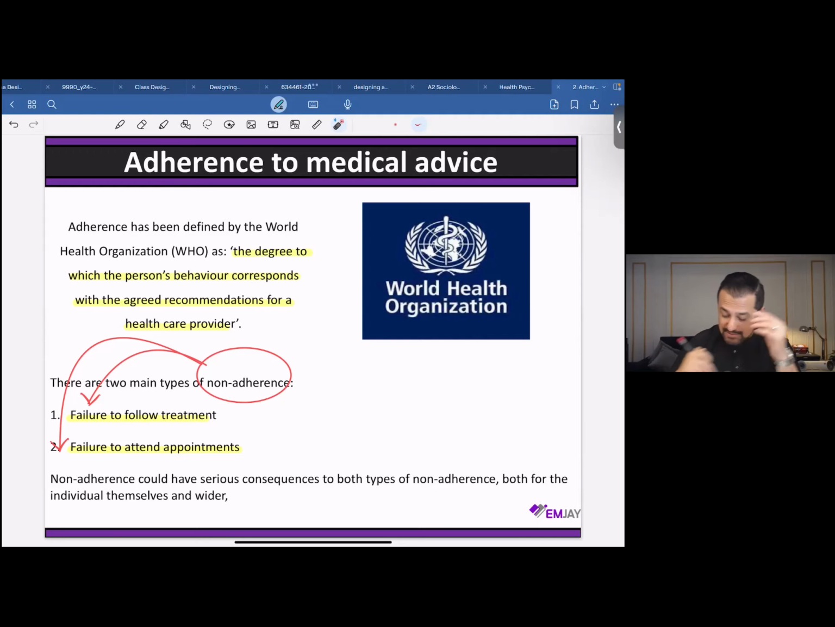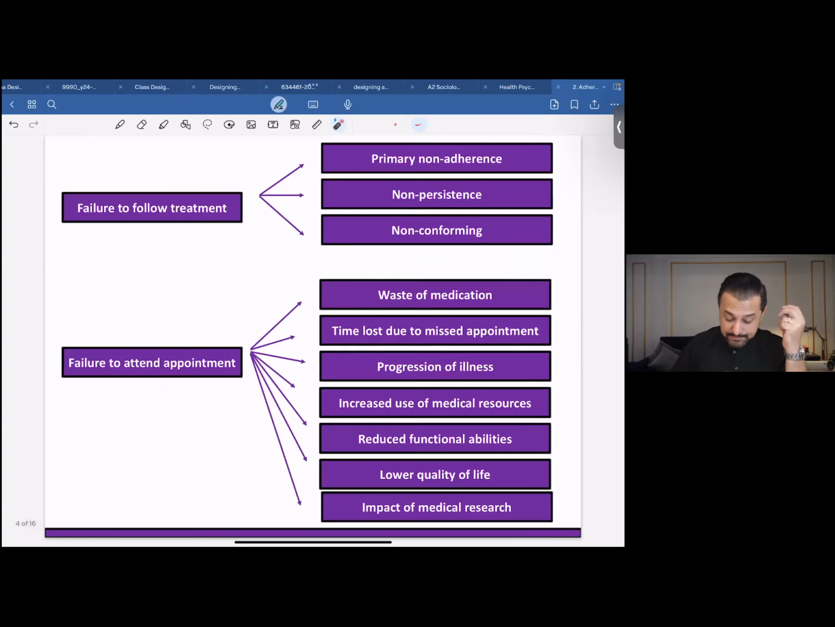So these are the two basics that I wanted everyone to keep in mind. Number one, failure to follow treatment. Number two, failure to attend appointments. Now we've studied both of them under the heading types of non-adherence. Taking this a step further, this was the first one, if you remember, and this is the second one.